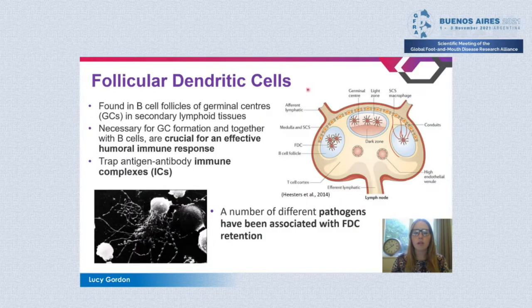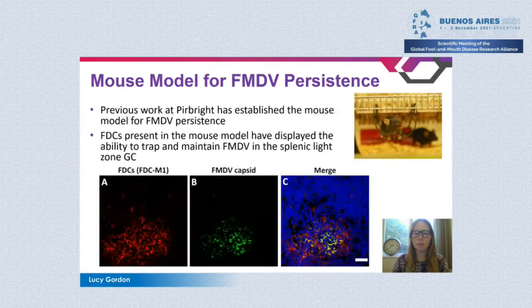So a little about FDCs. They are found in B cell follicles of germinal centres in secondary lymphoid tissues. They are necessary for germinal centre formation and, together with B cells, are crucial for an effective humoral immune response. They have this unique ability to trap antigen-antibody immune complexes on their surface for long periods of time, and a number of different pathogens have been associated with this FDC retention, including but not limited to prions, human and feline immunodeficiency virus, and bovine viral diarrhea virus.